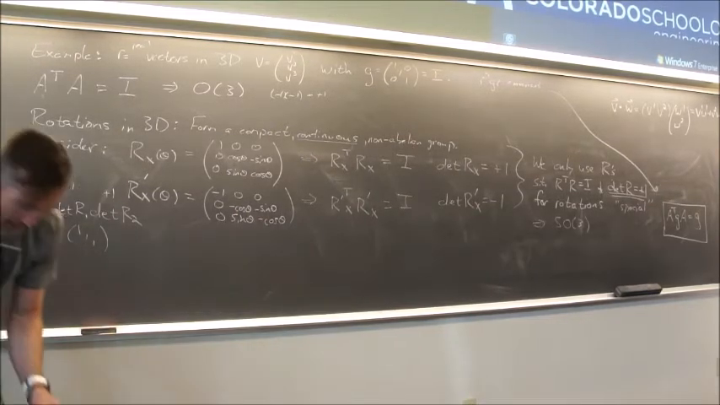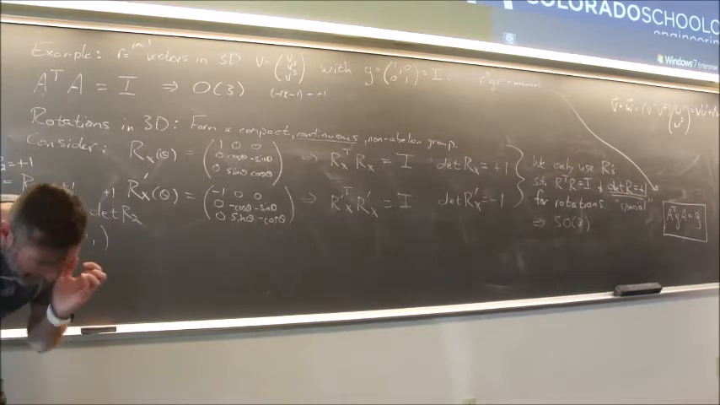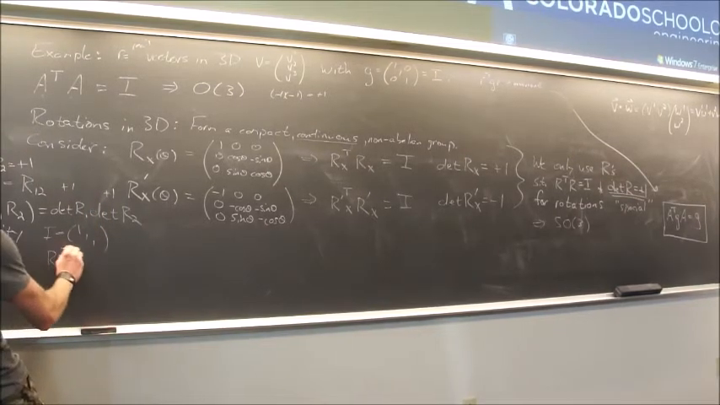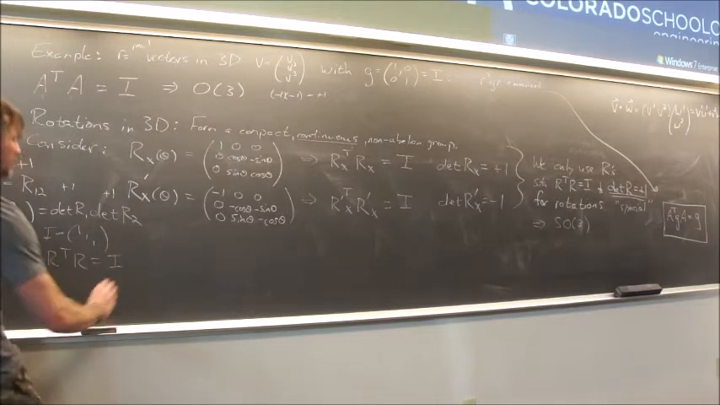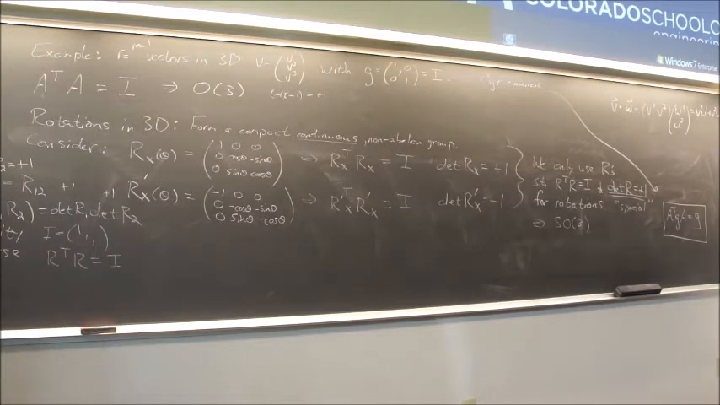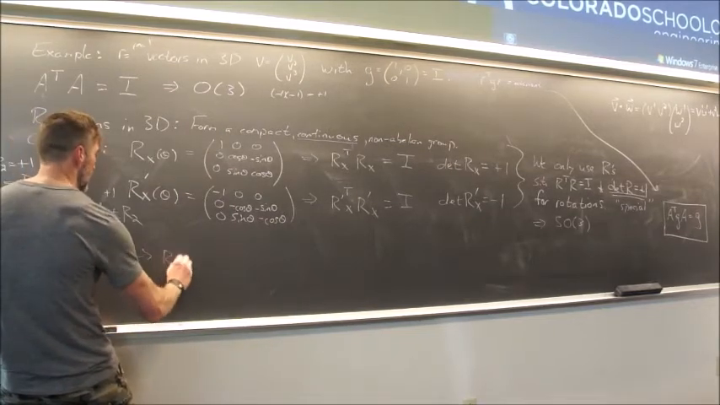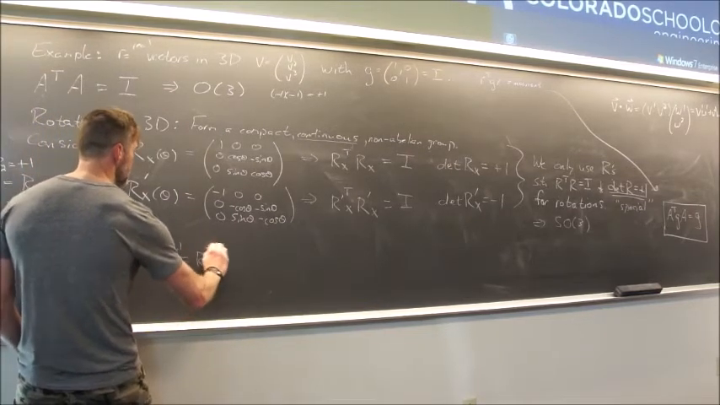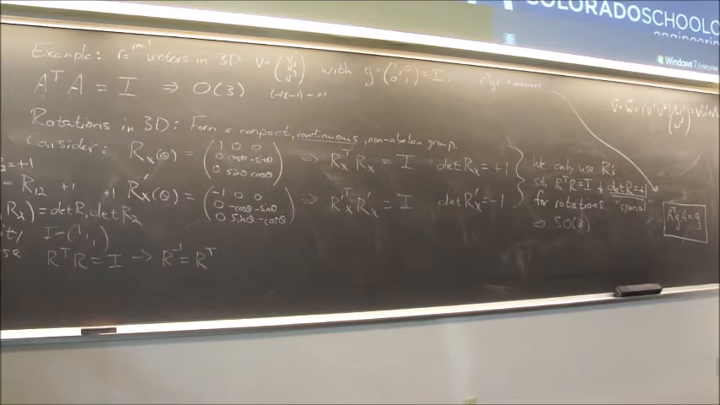All right, and the properties of inverse. So we have R transpose R equals the identity. We're not going to have a hard time identifying the inverse in this situation. R inverse is just R transpose, right? This is actually stating what the inverse is, okay?